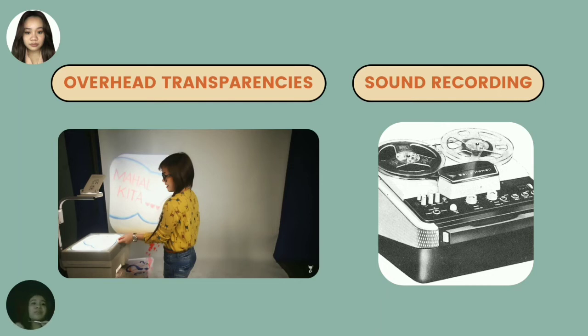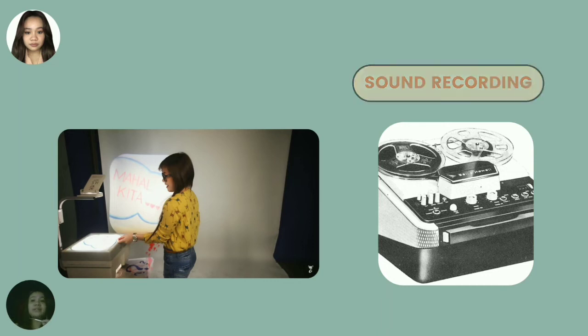So as you can see here in the picture, the machine here is the overhead projector. It is a device that throws an image on a screen. Next, we have the sound recording for audio media or audio aid.